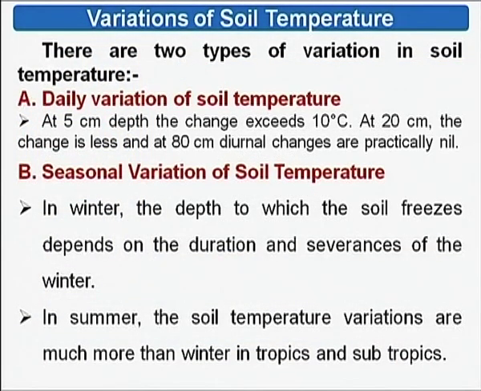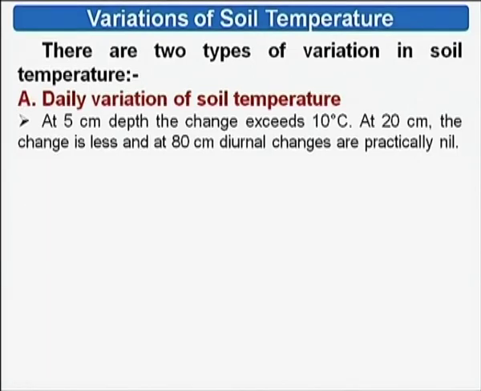Variations of soil temperature. There are two types of variation in soil temperature: one is daily variation and another is seasonal variation. In case of daily variation, at 50 centimeter depth the change exceeds 10 degrees centigrade, while in the soil at 20 centimeter depth the change is less, and at 80 centimeter depth diurnal changes are practically nil.